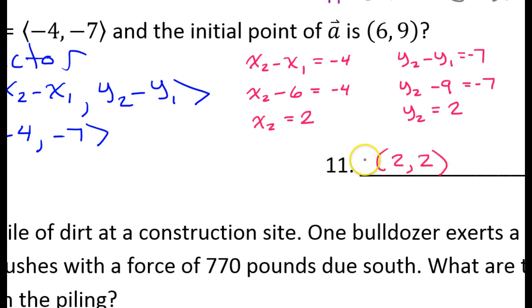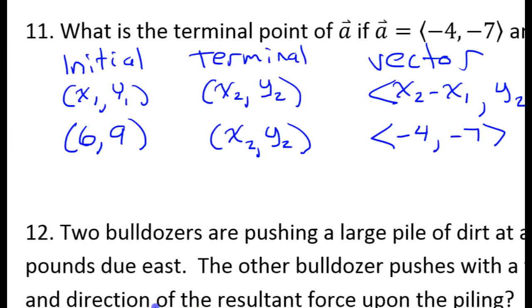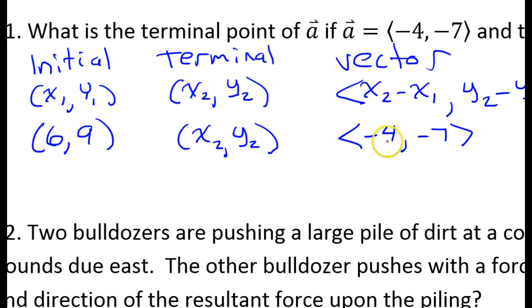Notice that I am not using the angular brackets. This notation, if I put this in brackets like this, that would mean this is a vector. This is not a vector. The vector is -4, comma -7. That means starting from an initial point, it goes left 4 and down 7. And so the vector is like this. That's what this was. This is just a terminal point. The terminal point is just the point at the end.